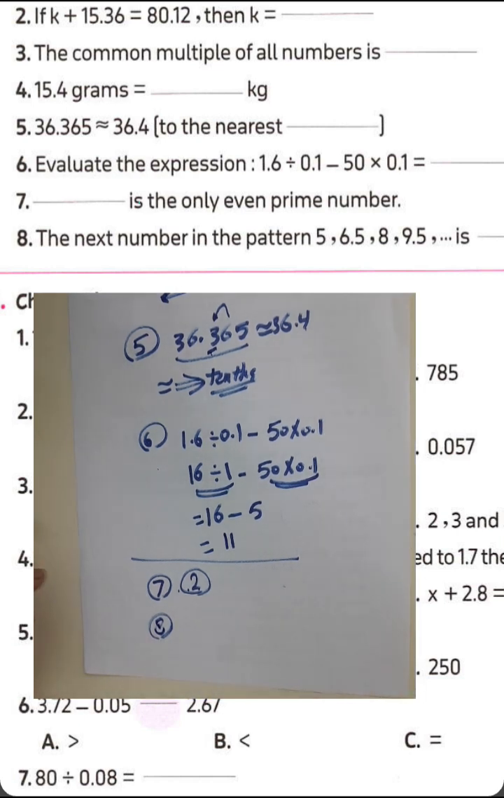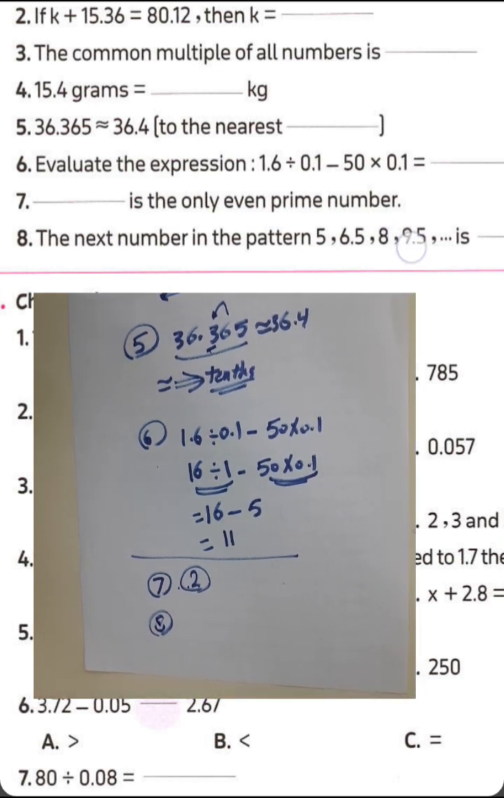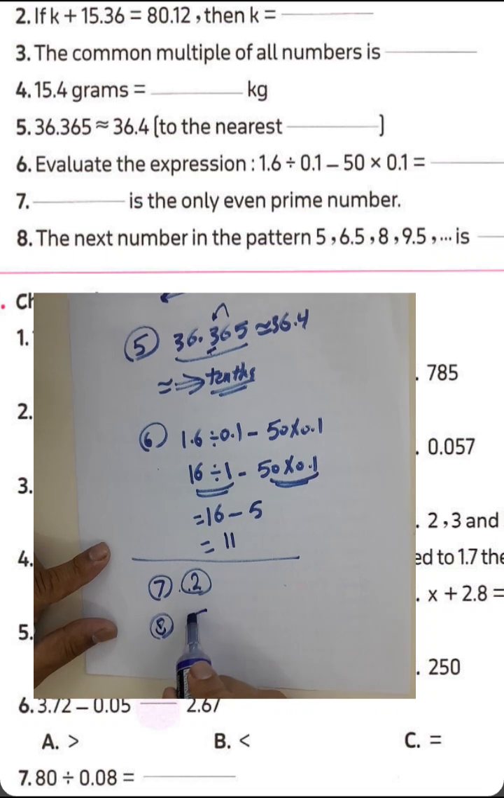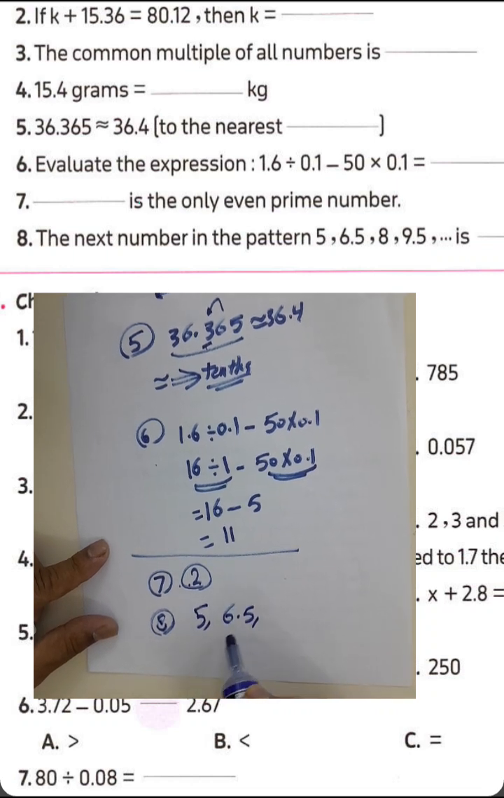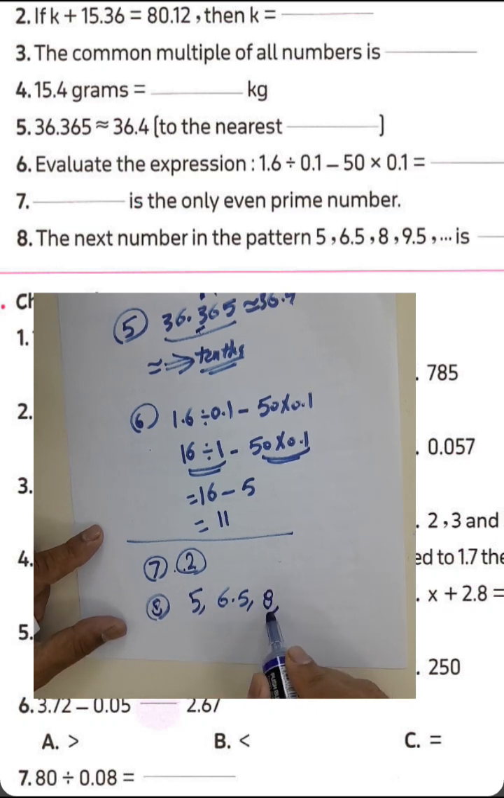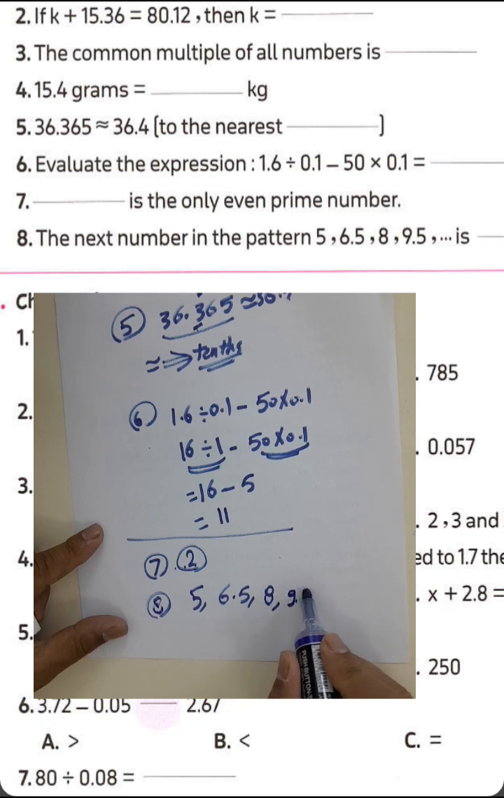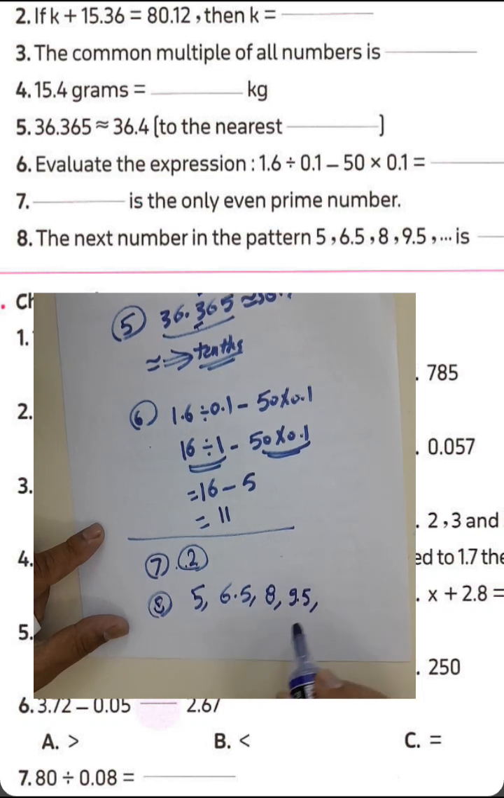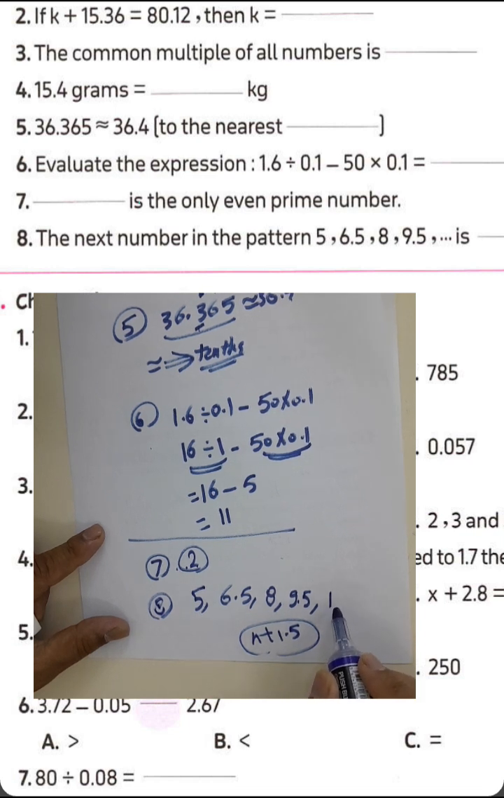The next number of the pattern 5, 6.5, 8, 9.5 is... we add what here? We add 1.5, because 5 plus 1.5 is 6.5, 6.5 plus 1.5 will be 8, 8 plus 1.5 will be 9.5. 9.5 plus 1.5, the rule here, will be 11. Then the result here will be 11.